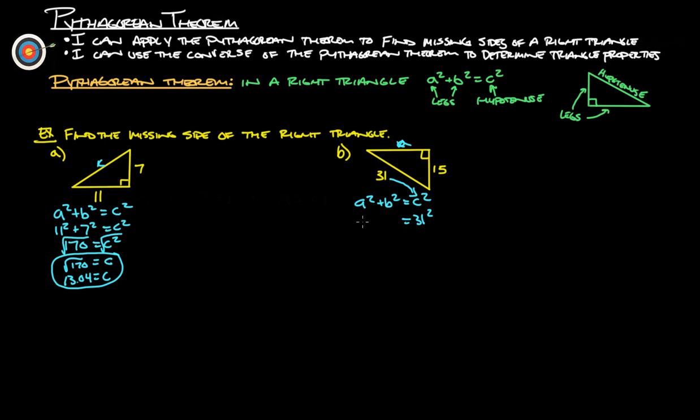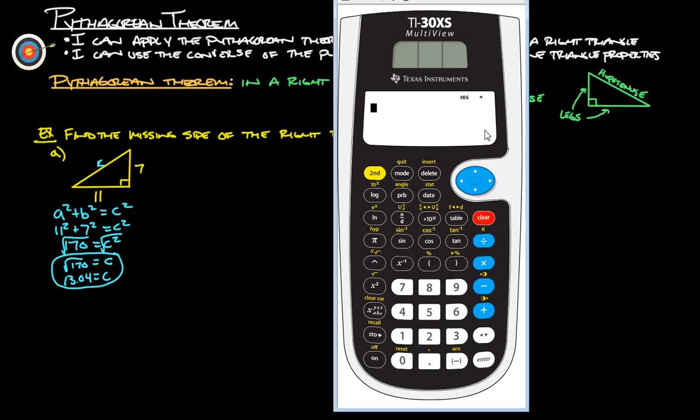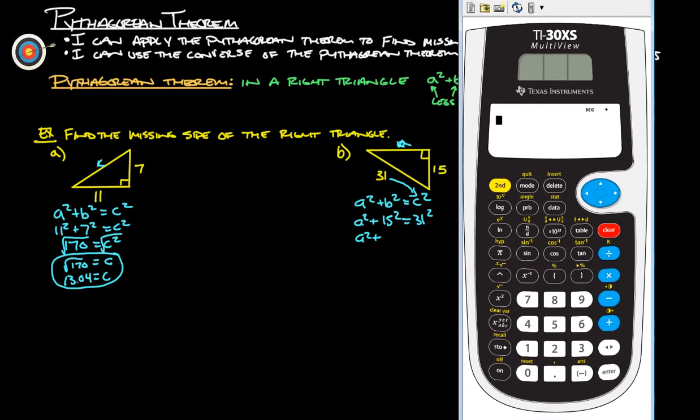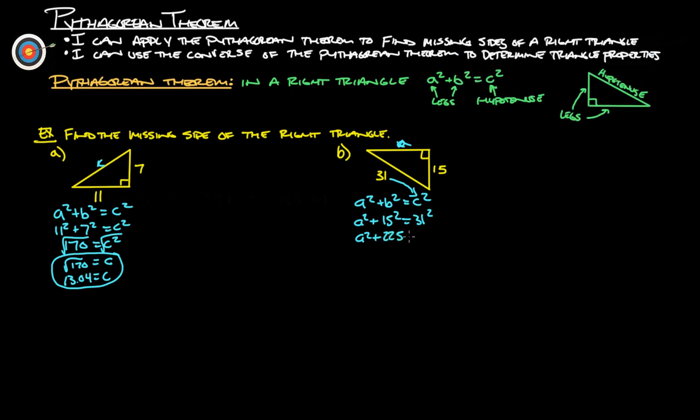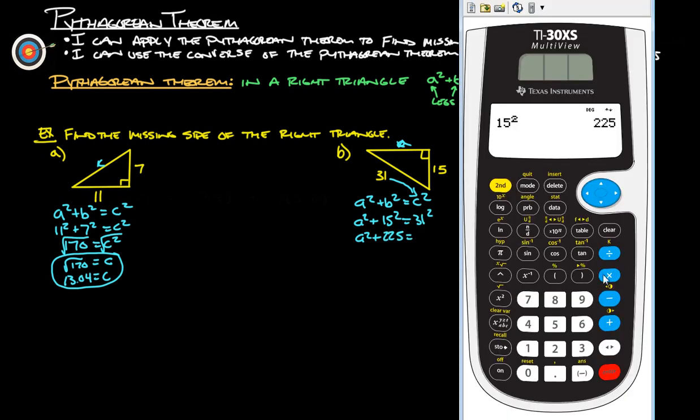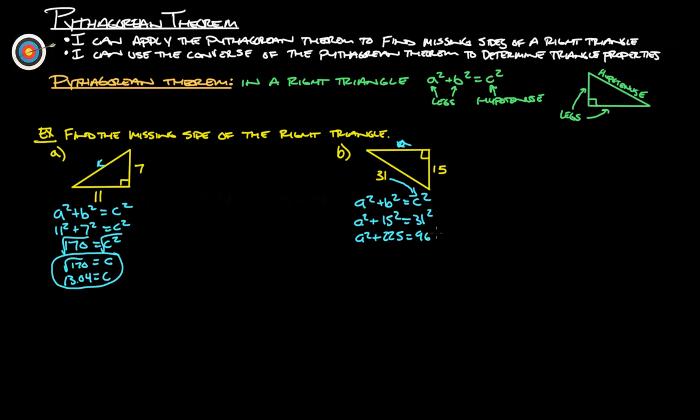Let's call it a. So we have a squared plus 15 squared equals 31 squared. Now let's calculate that out. 15 squared is 225, right? So a squared plus 225 equals 31 squared, which gives us 961. So now we want to solve for a squared.